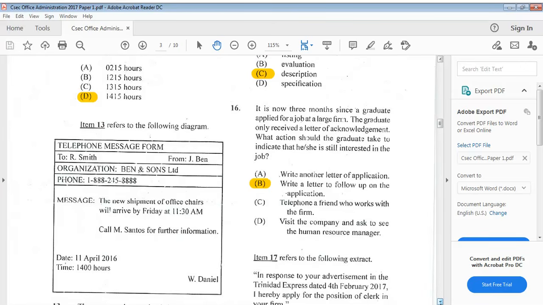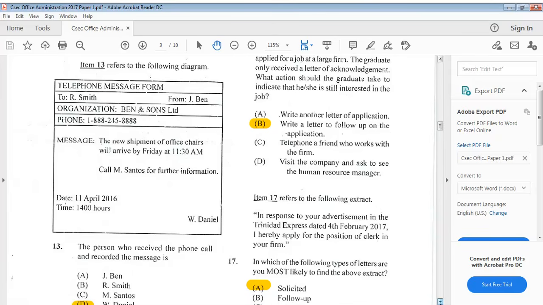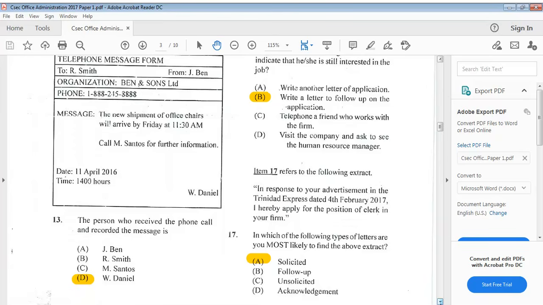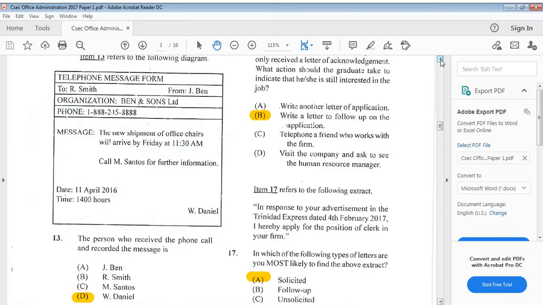Here we have a telephone message form. We have our message, we have the letter H. Let's look at the question. The person who received the phone call and recorded the message is A. J. Ben, B. R. Smith, C. M. Santos, or D. W. Daniel. If we notice at the end of the message, we see W. Daniel. That is the person who received the phone call. So our answer would be D. Let's move on to number 14.